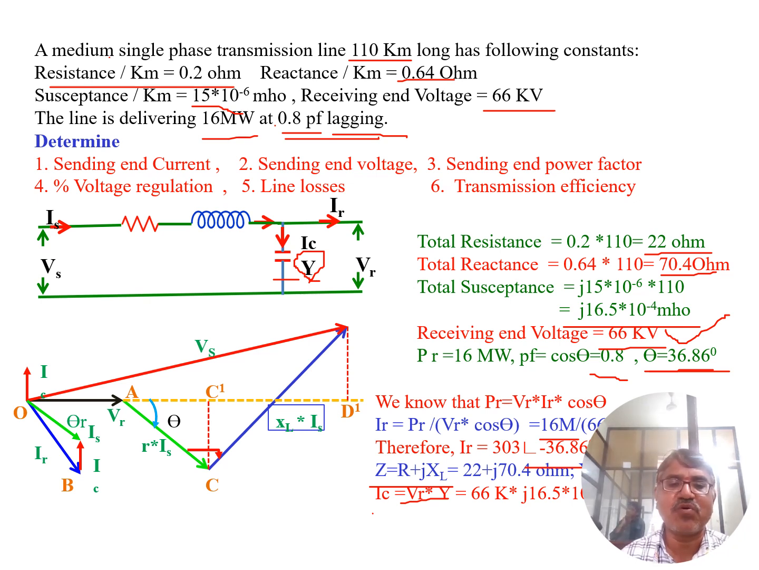So VR is equal to 66K, Y is total susceptance, calculated as J 16.5 into 10 to the power of minus 6 mhos. Then we substitute, చేస్తే we will get the charging current as this much, that is equal to 108.91 at an angle of 90 degrees. It is the pure capacitor. In the pure capacitor, with respect to the voltage, the current leads by 90 degrees. అది అబ్జర్వ్ చేయండి ఇక్కడ.